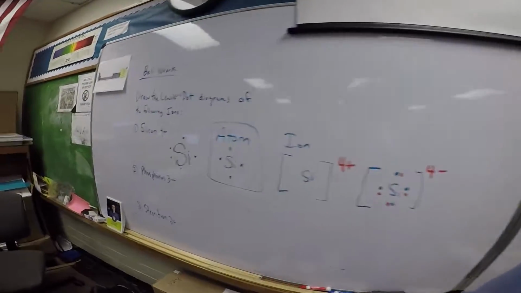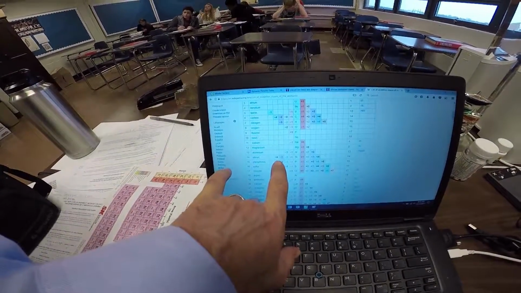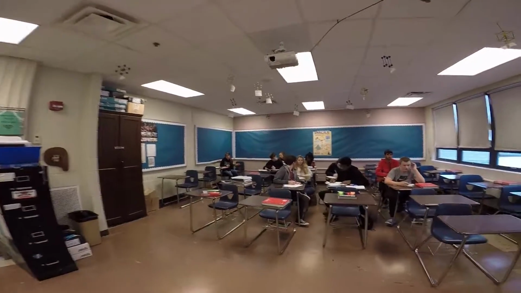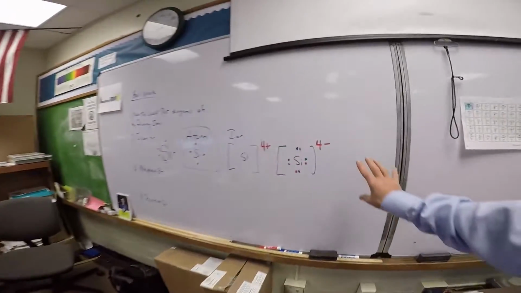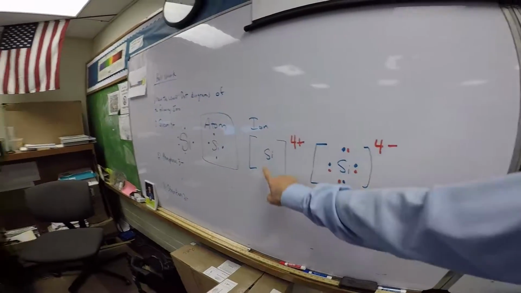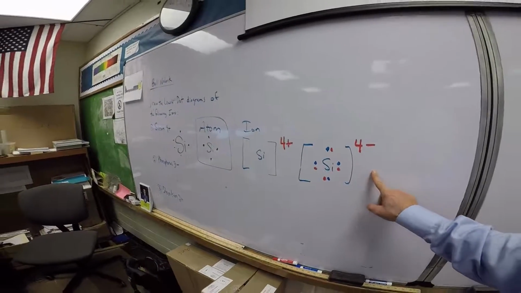So silicon has several oxidation states. You can go on Wikipedia and you can find them here. You can see silicon's 4 negative, 3 negative, 2 negative, 1 negative, 1 positive, 2 positive, 3 positive, 4 positive. So it has 8 different oxidation states. So there are 2 ways of showing this. We want to obviously make sure we're showing it the correct way. This is the correct way for the loss. This is the correct way for the gain.